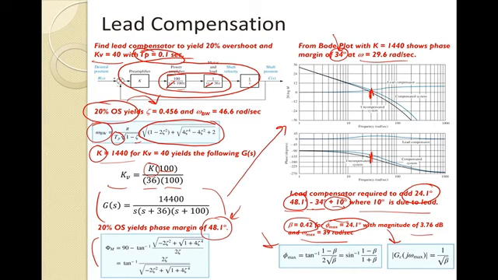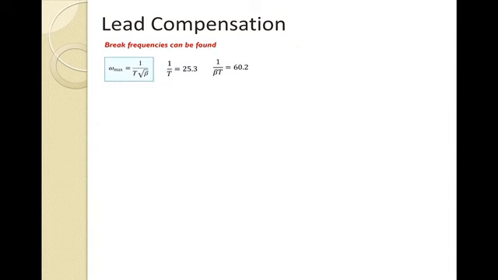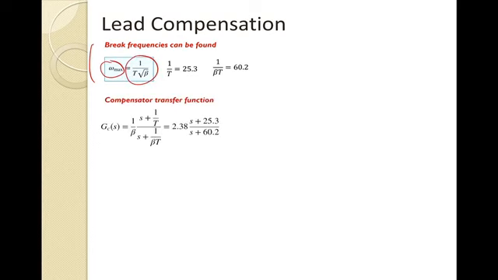I know the amount of phase, and I know the max frequency where that needs to occur. I can also look for break frequencies associated with that, so that would be the numerator and denominator. If I set my omega max at 1 over T square root of beta, I can now solve for 1 over T and then 1 over beta T, etc. And now I use that information. Here's my 1 over T and then my 1 over beta T here, okay? And then this is my 1 over beta term right there. So I've now designed my lead compensator from that process.